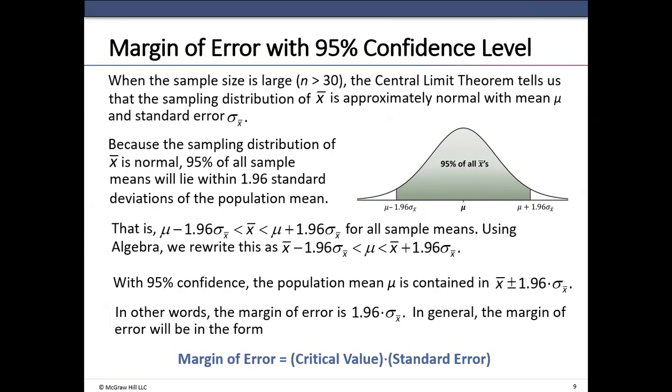With 95% confidence, we can state that the population mean is contained in x bar plus or minus 1.96 sigma x bar. Just to remind you, x bar is the sample mean, 1.96 because we have 95% confidence, times sigma x bar. Sigma x bar is the standard deviation of the sampling distribution. Sigma x bar is equal to sigma, the population standard deviation, divided by the square root of the sample size. In other words, the margin of error, remember we had said x bar plus or minus E, is equal to 1.96, the critical value, times the standard error.